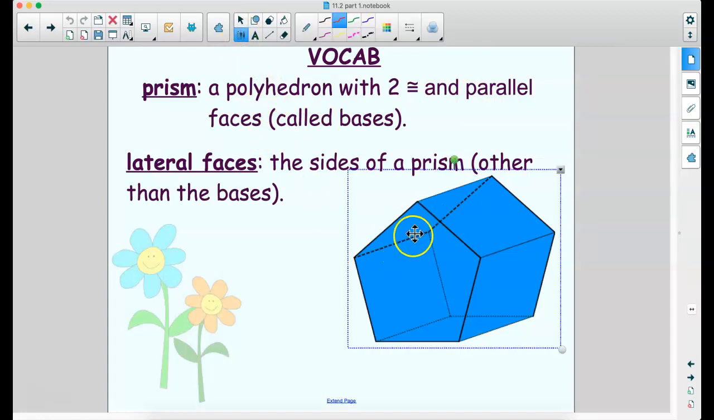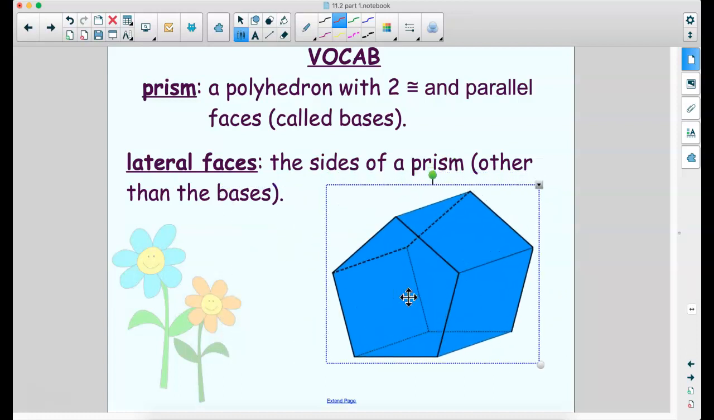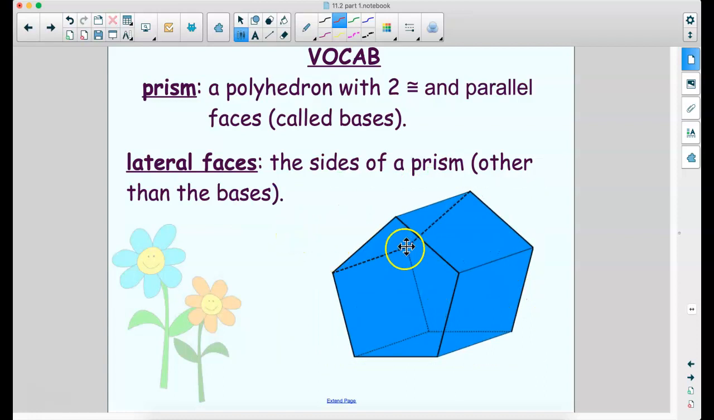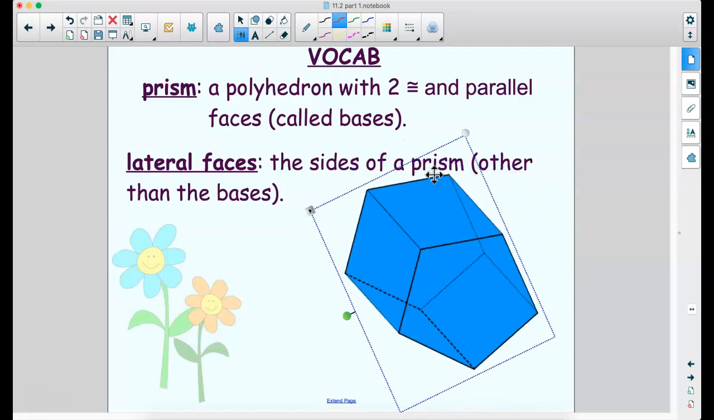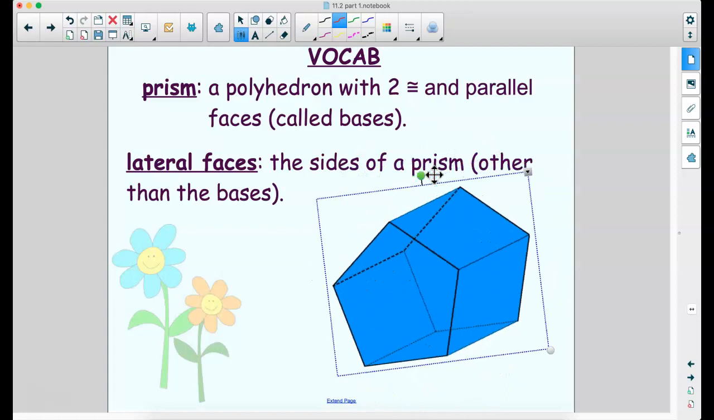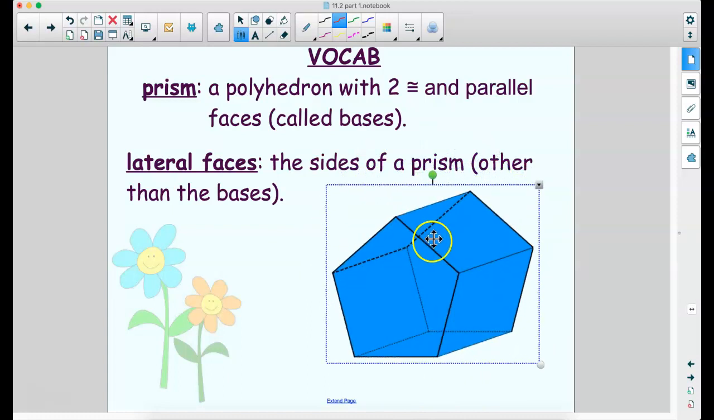So like this side here, this front, if you want to call it that, and this back, the sides with 5 sides on them are the bases. They're congruent to each other, and then they're connected with these rectangular sides that are called the lateral faces. So this prism could be turned different ways, but it's always going to have two faces that are congruent shapes and parallel to each other that are different than the rectangles that connect those sides together.